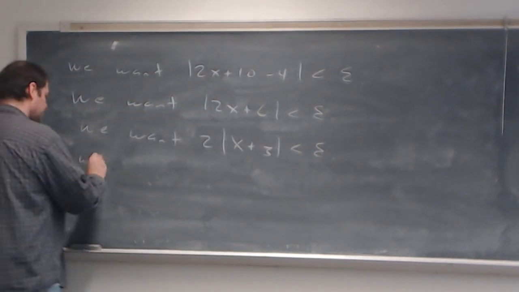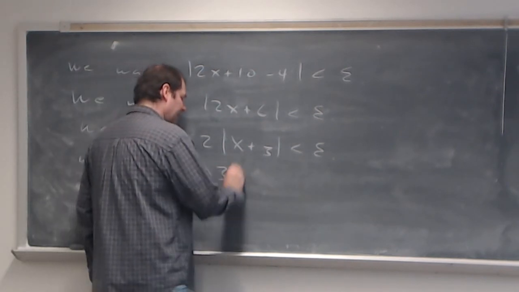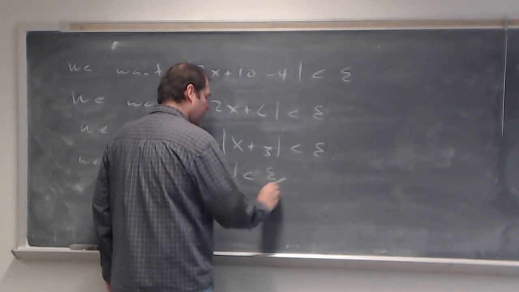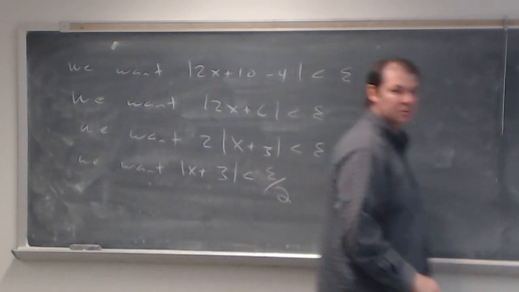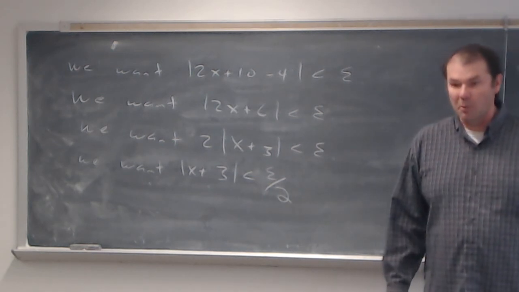I want the absolute value of x plus 3 to be less than epsilon over 2. But it's the absolute value of x plus 3, I'm pointing to it over here, that I get to control. I get to pick the delta. So that if we get within a certain region, we get x plus 3 inside absolute values less than a delta, we get what we want.